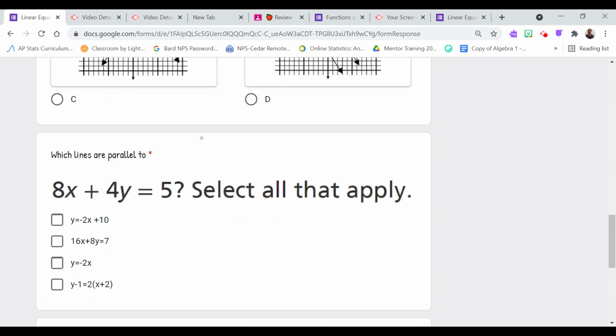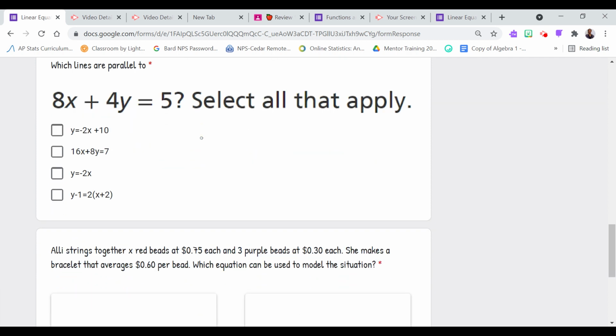Let's move on to our next question. I'm nice and zoomed in, so I'm going to stay here. It says, which lines are parallel to 8x plus 4y equals 5? Select all that apply. We know parallel means slope 1 equals slope 2 when we're comparing two lines. So that's for parallel.